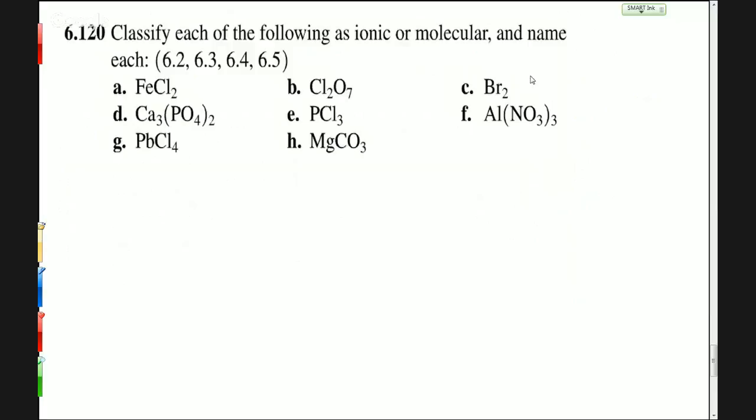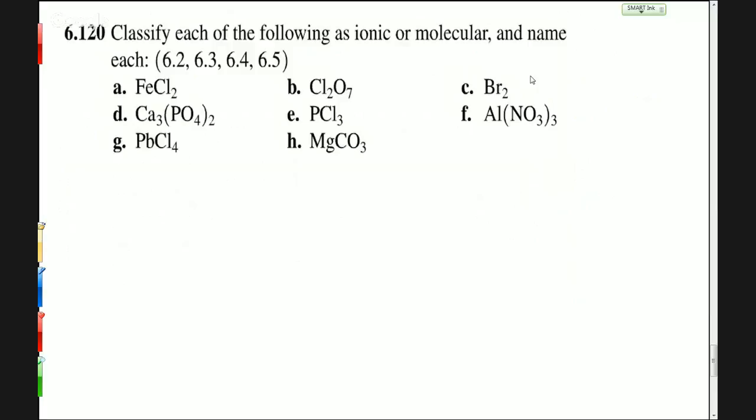Br2 is just bromine. That's elemental bromine. It's just bromine in its elemental state. That's an element. That's what it looks like. D would be calcium phosphate. No numbers because calcium only has one kind of an ion. E is phosphorus trichloride, a covalent compound. F is aluminum nitrate. Nitrate, remember, is the polyatomic ion there. And aluminum, we don't use the number because it's only +3.